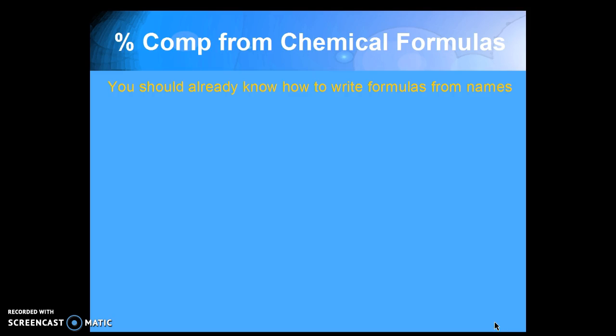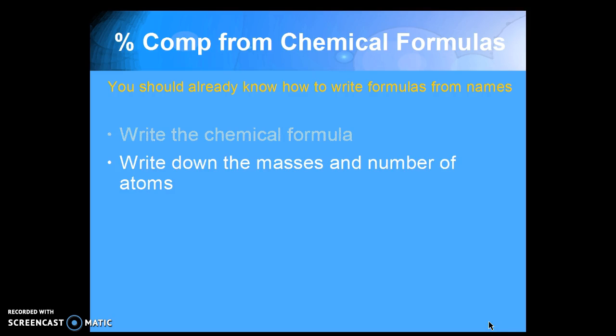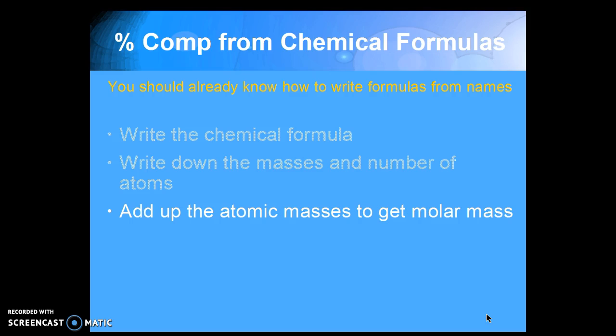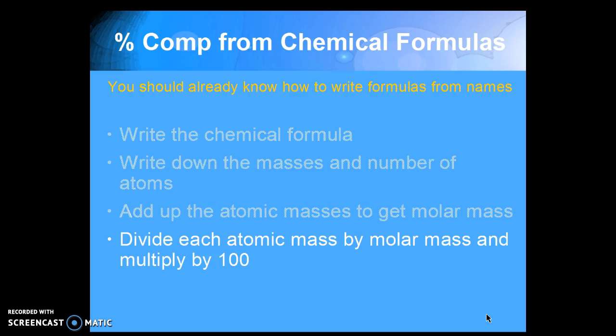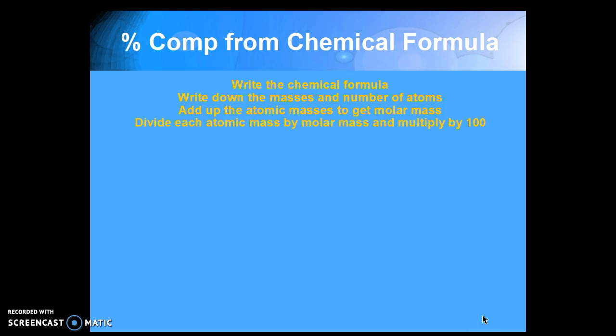Now you already know how to write formulas from names, so here are the rules to write percent composition from chemical formulas. First, you write the chemical formula. Then you write down the masses and number of atoms that you see in the chemical formula. You add up all the atomic masses to get the molar mass, and you divide each of the atomic masses by that molar mass and multiply it by 100 to get the percent. Let's go for an example.